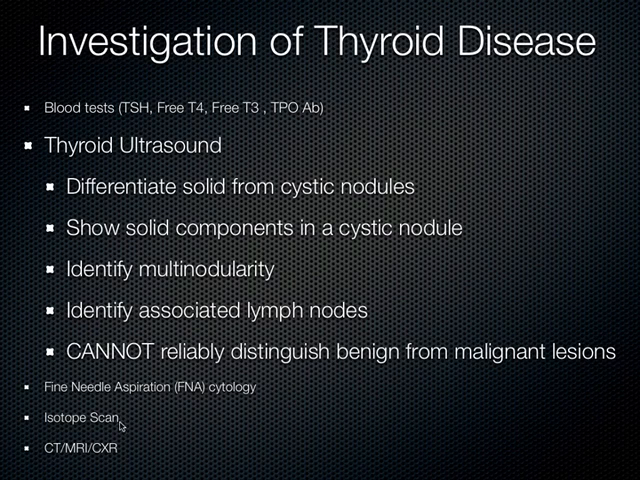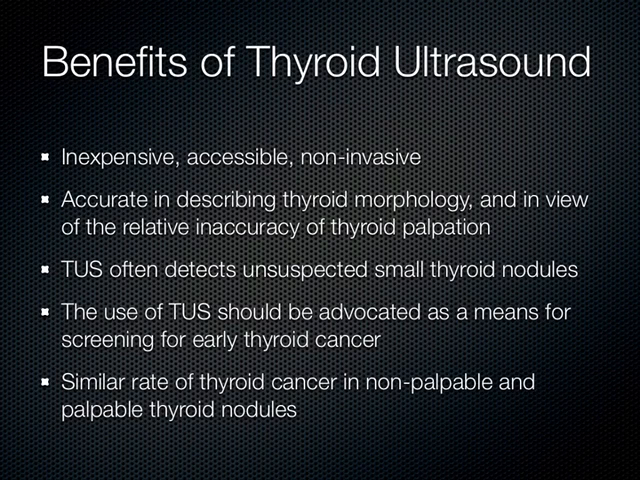Other studies that can be done are isotope scans to see how active a nodule might be, and other imaging modalities such as CT and MRI, and then a chest x-ray to look for any other abnormalities that could be associated with disease of the thyroid. So ultrasound is very inexpensive, accessible, and non-invasive, and it's accurate in describing the morphology of the thyroid, especially in light of the inaccuracy of just palpating the thyroid.